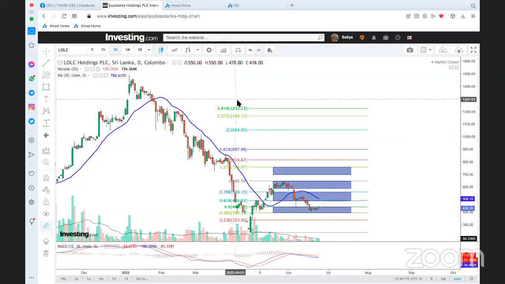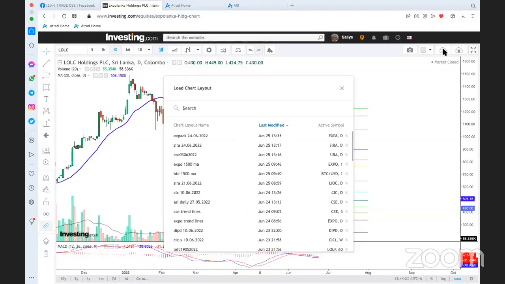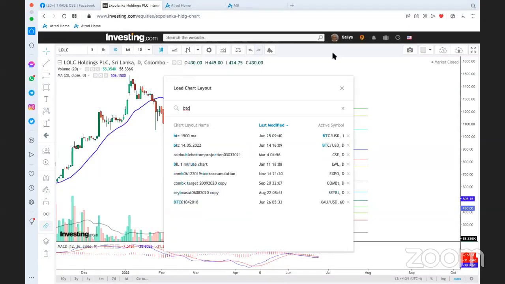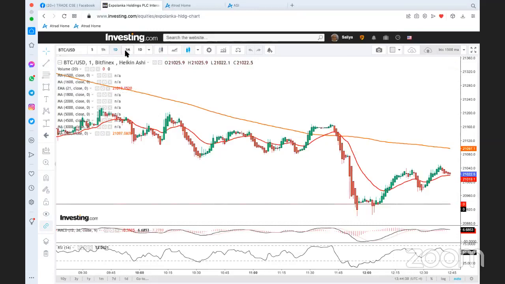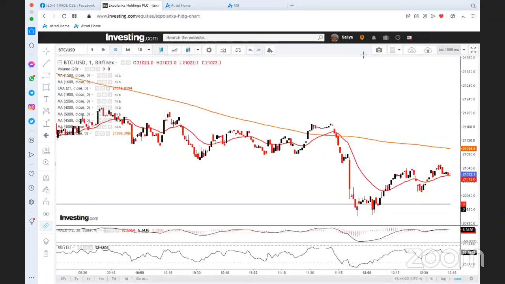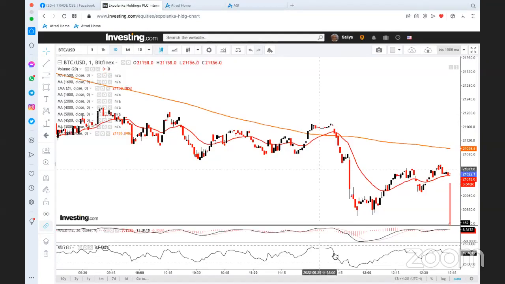Sorry, Indiki is asking about digital currency. Okay, let me just show you one of those stocks, the Bitcoin that I'm tracking. These are the long-term charts that I'm using. Give me a second.